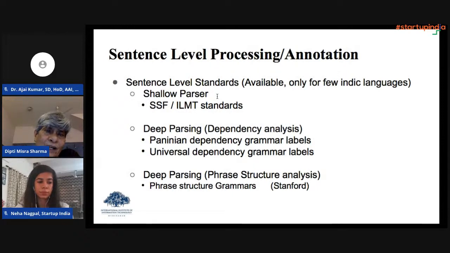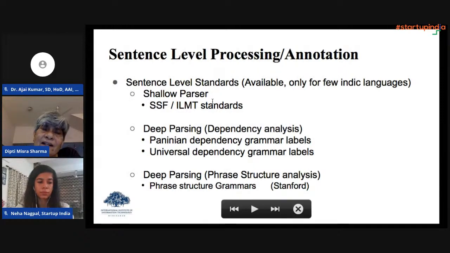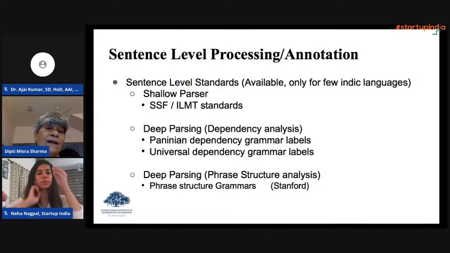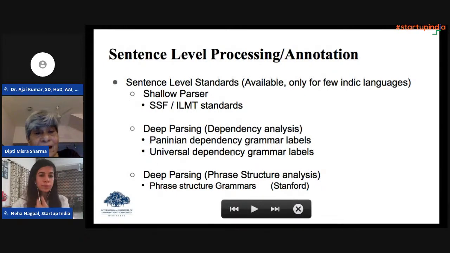At the sentence level, one talks of shallow parsers, where you get some kind of a parsed level of an input sentence, and these are available. And for them also, we are using SSF standards, and for some languages they are available. Then the other level of parsing is deep parsing, and dependency analysis is becoming most popular internationally. There are universal dependency parsers, which are available for several languages. The treebanks are available, and the standard tags are available. So most languages use this.